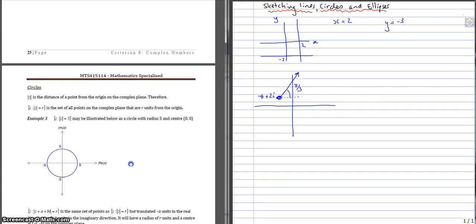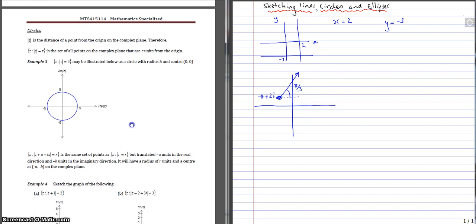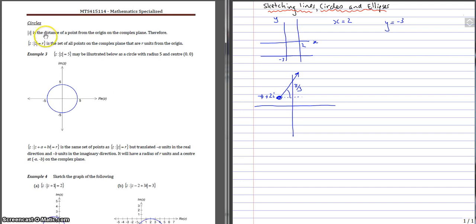Okay, so now we're going to look at some circles. Now we need to understand that the absolute value of z is defined by the distance of a point from the origin on the complex plane. Okay, so when I say absolute value of z, it's really the modulus of z. But it works in the same way as any absolute value.